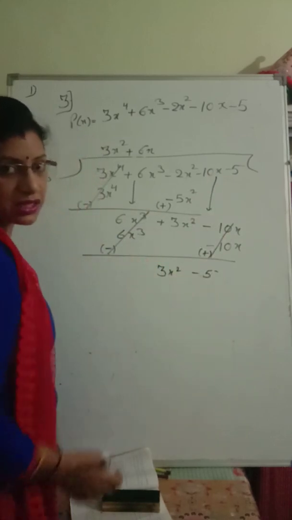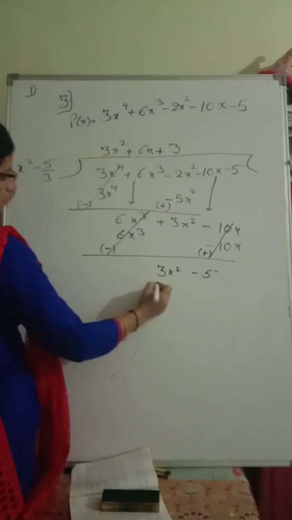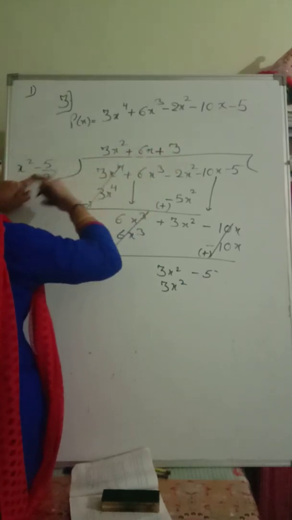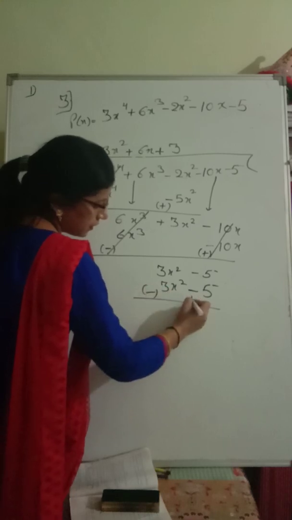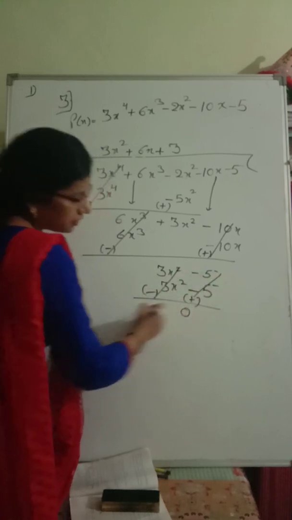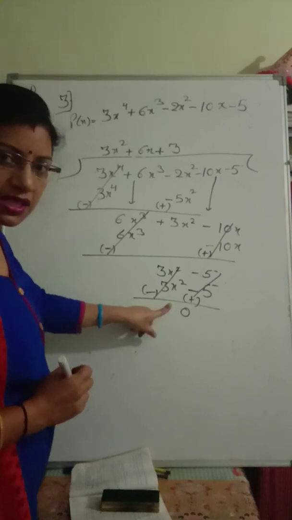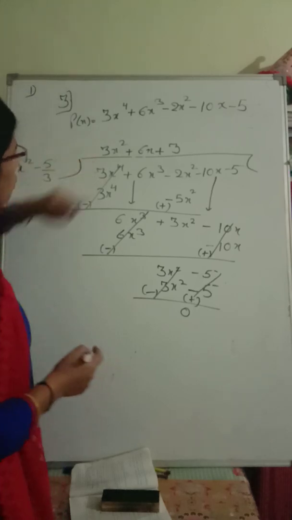Now I want plus 3x square. This I want plus 3. So I will do 3x square minus 5 upon 3 into 3. 3 to 3 cancel, minus 5. Minus 5, minus plus, cancel out. Remainder is 0. So remainder should come 0. If your remainder is not coming 0, somewhere you have done wrong in division. So now let us see.